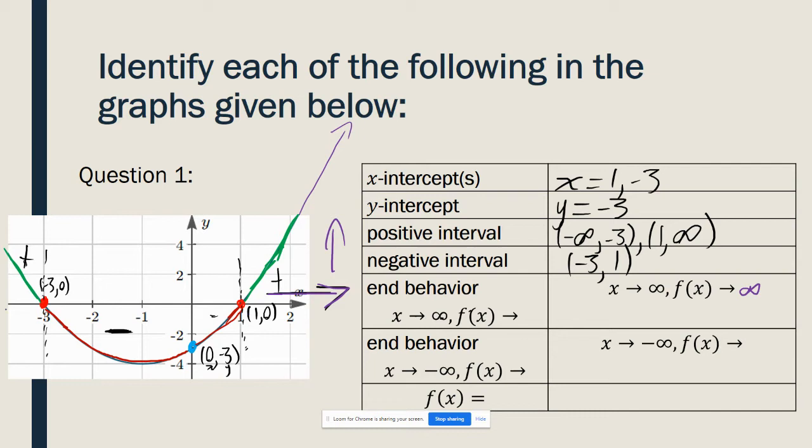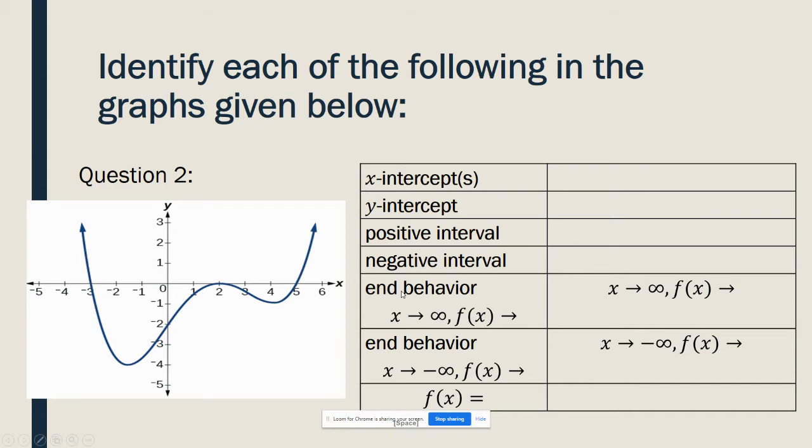As x approaches -infinity, as x keeps going to the left forever and ever, what's happening to y? Well, y is just going to keep going up and up to positive infinity. So as x approaches -infinity, f of x approaches positive infinity because it keeps going up and up forever.